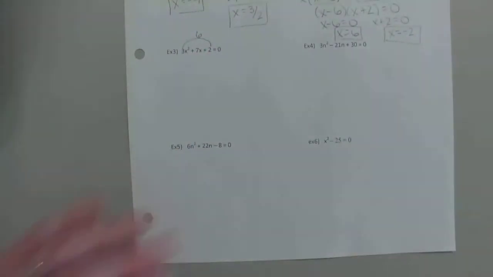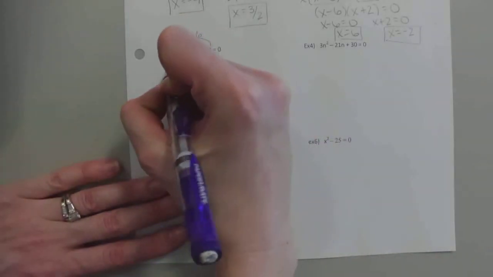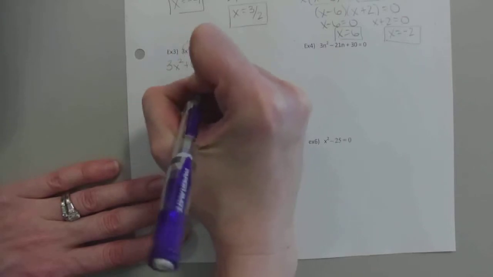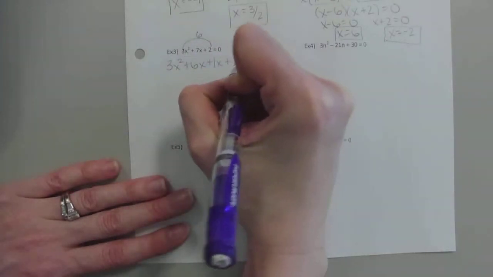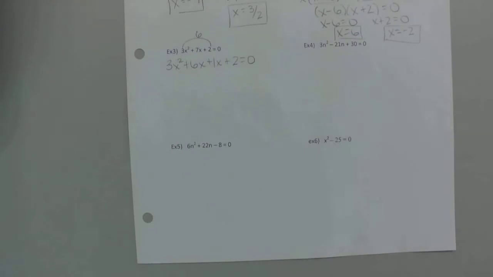So your A is 3, your C is 2, so your AC is 6. What are factors of 6 that add up to 7? 6 and 1. 6 and 1, right? So I'm going to write it as 3x squared plus 6x plus 1x plus 2 equals 0. Typically, we don't write a coefficient of 1, but I don't mind when you're factoring because you kind of see that 1 to factor out or whatever you want to think.